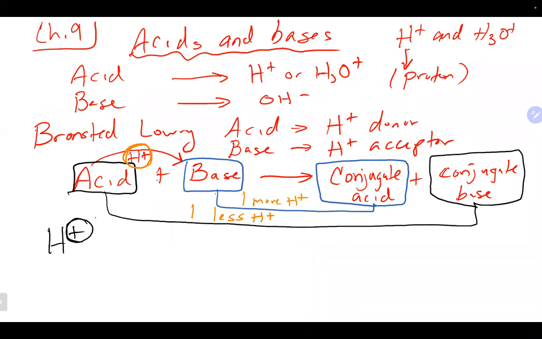Now, regular acids and bases are always found on the left-hand side of the arrow, and your conjugate acids and your conjugate bases are always found on the right-hand side of the arrow. Any questions on any of that stuff we talked about last time?